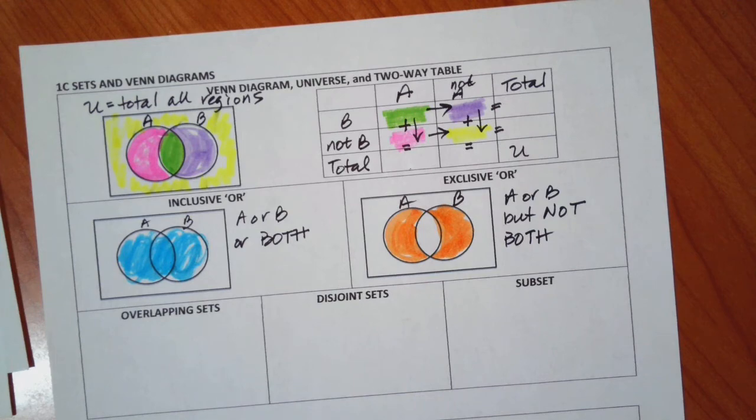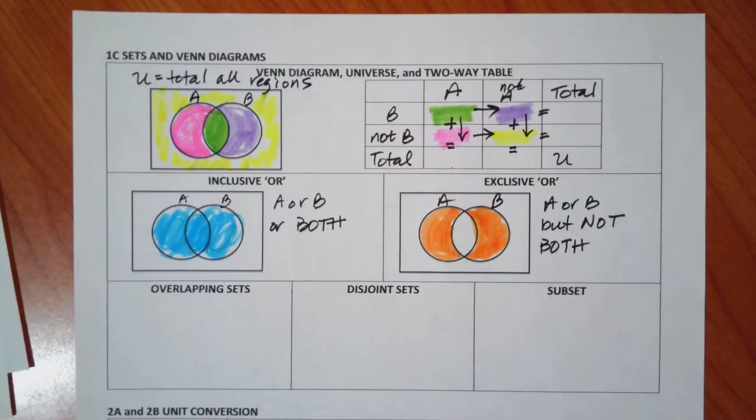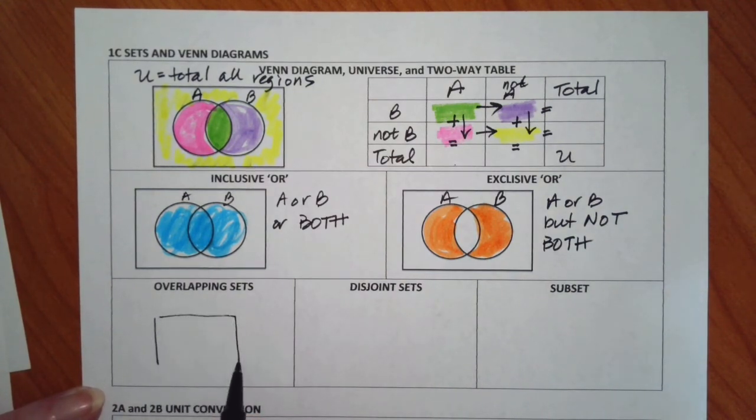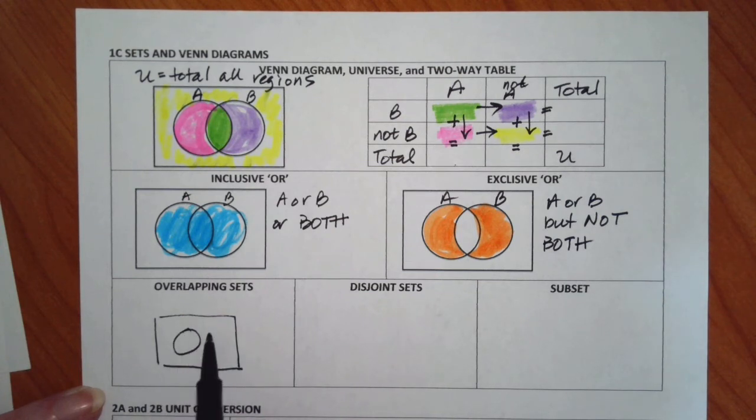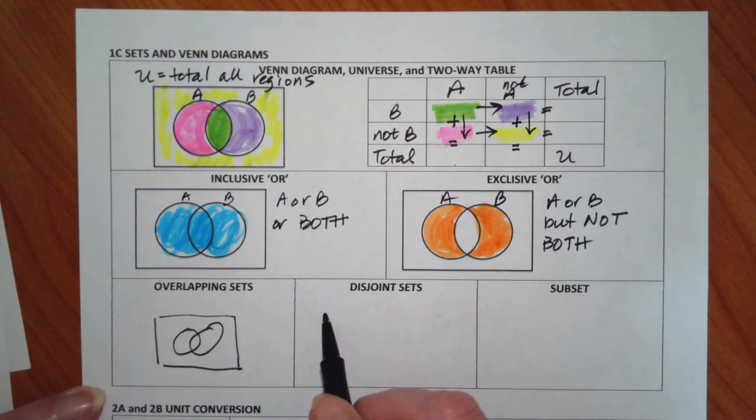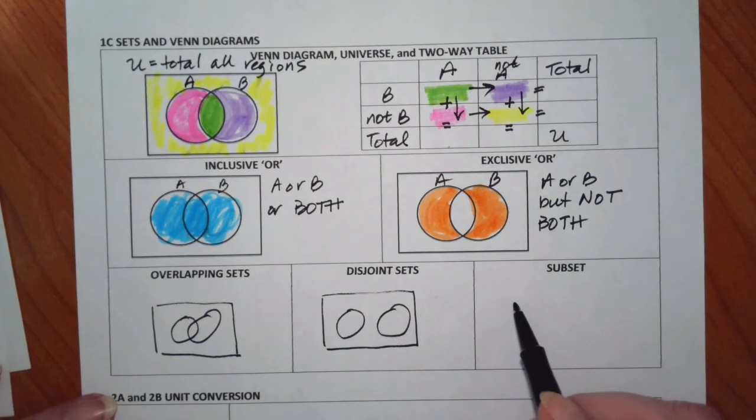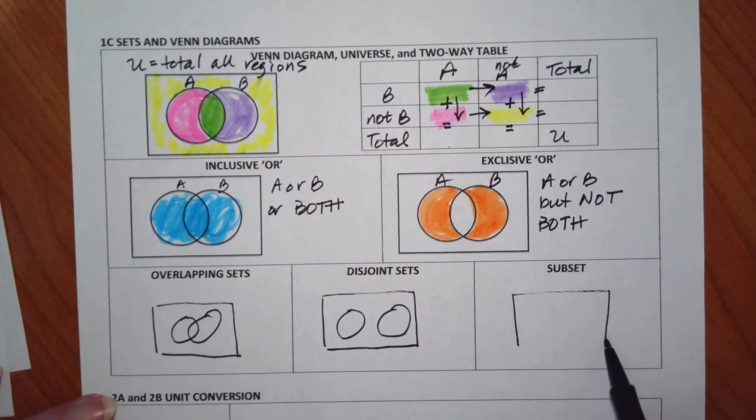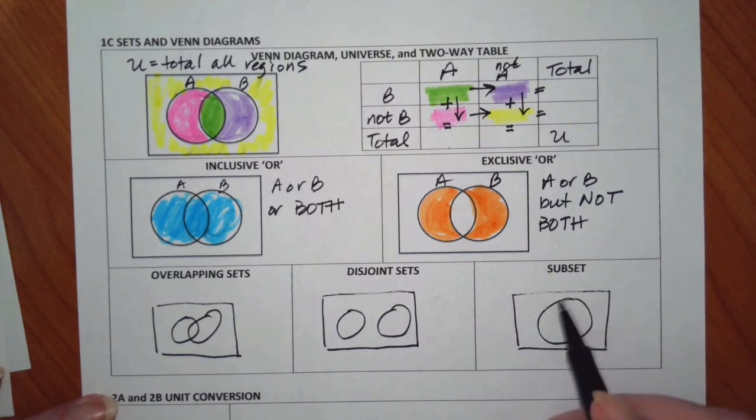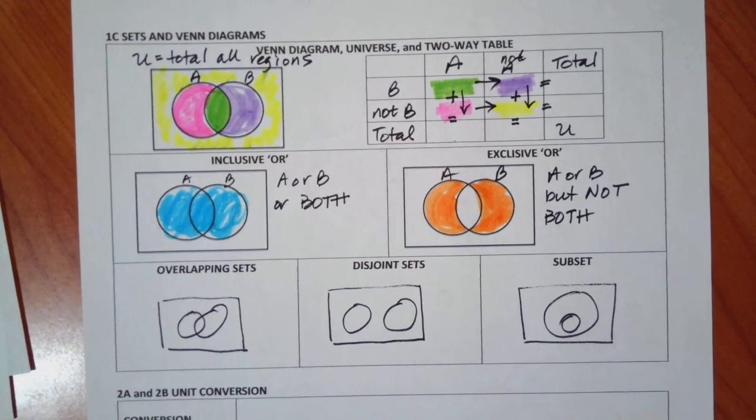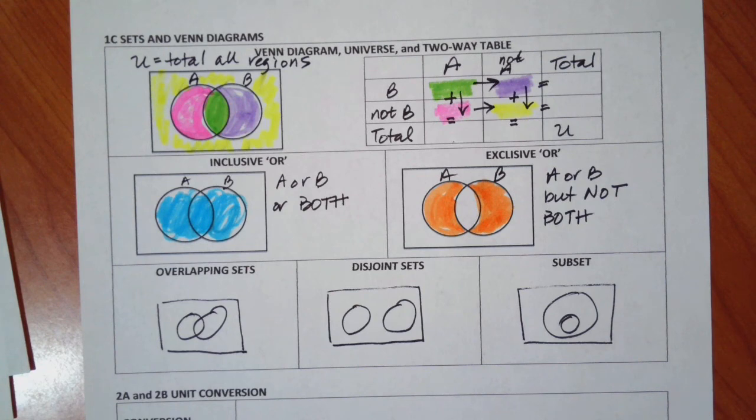All right, now just to give you a general idea of the pictures of these, I didn't do anything fancy. The overlapping sets are what you've seen above. They overlap. Disjoint sets don't touch. They have nothing in common. And a subset is when one set is entirely inside the other. All right, I'm going to switch videos.